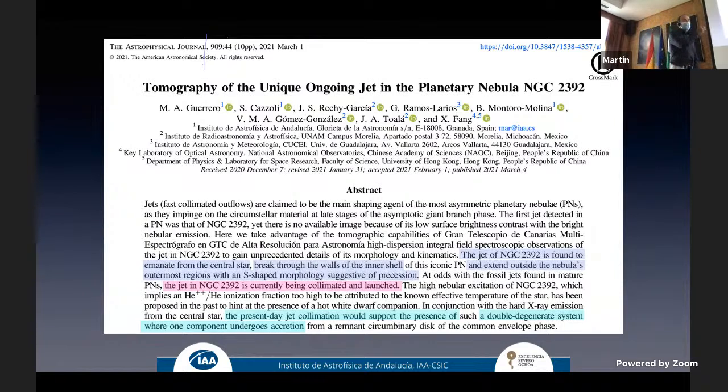We also conclude here that the launching of the jet at this moment is telling us that there is a double degenerate system which is undergoing accretion.